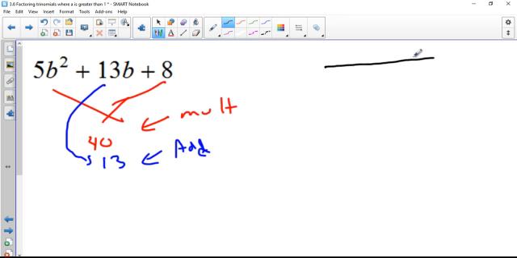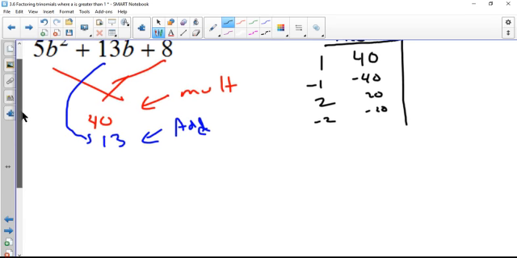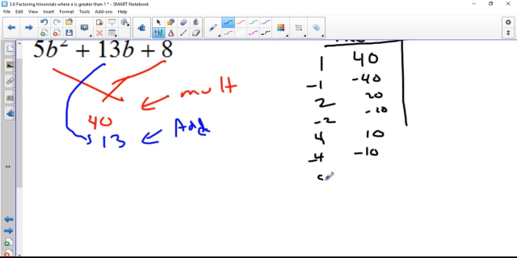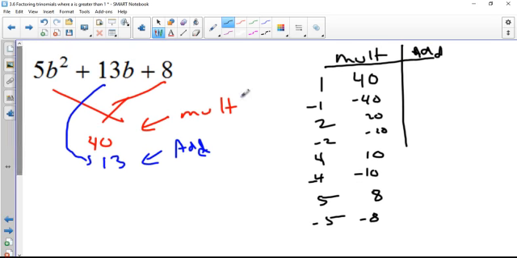All right. Now for the big table. We have 1 and 40, minus 1, minus 40. 2 and 20, minus 2, minus 20. 3 doesn't work. 4 will work. 4, 10, minus 4, minus 10. 5 works, so 5 and 8 and minus 5, minus 8. 6 doesn't work, 7 doesn't work, and then it goes back into 8. So we've got all our factors, wasn't all that bad, and now we're going to do the additions.